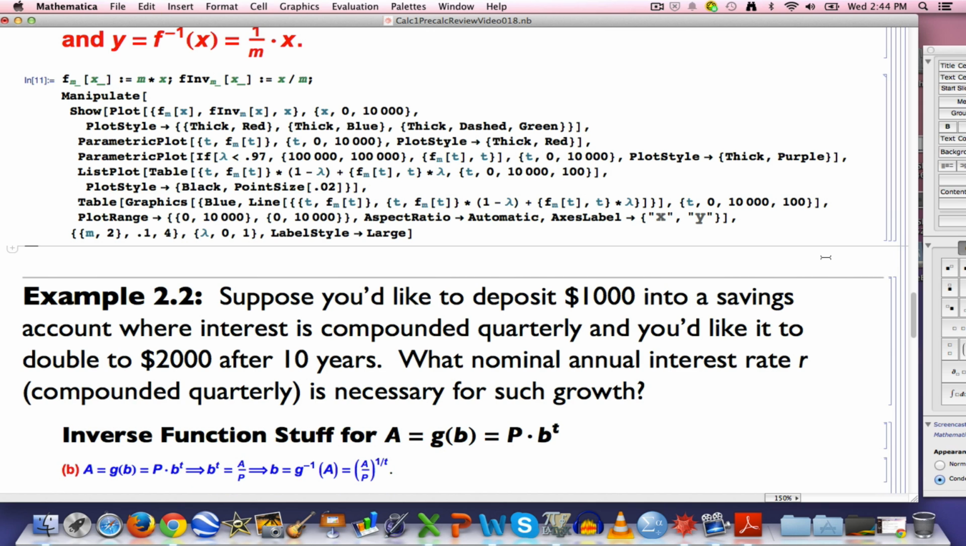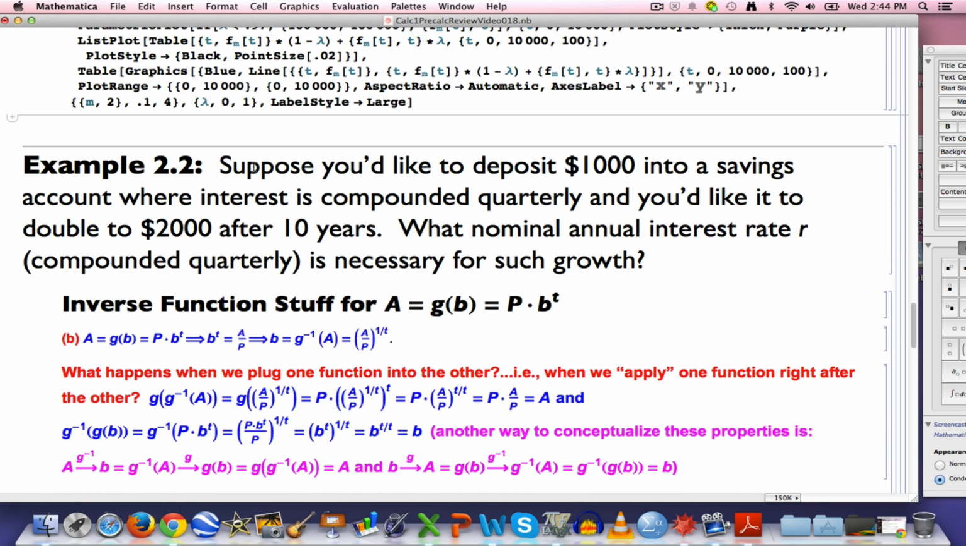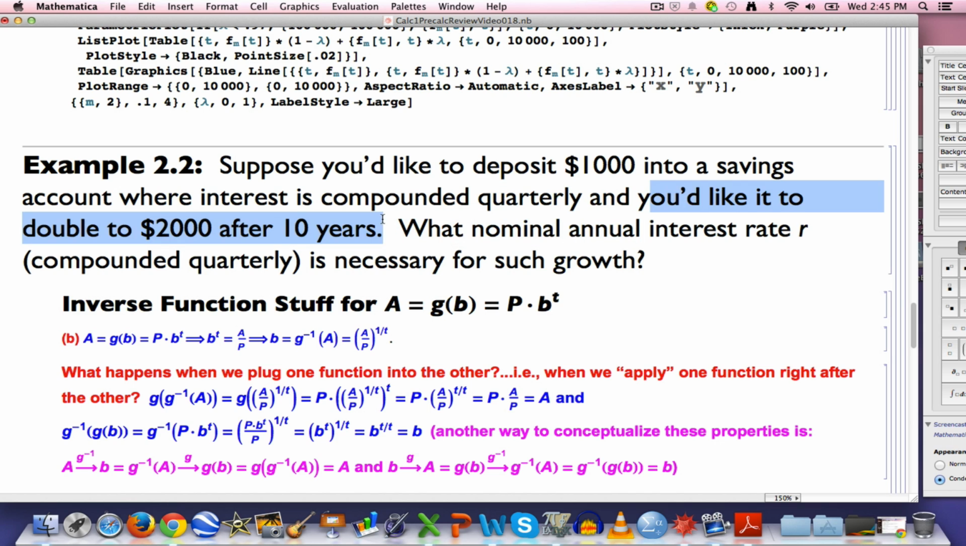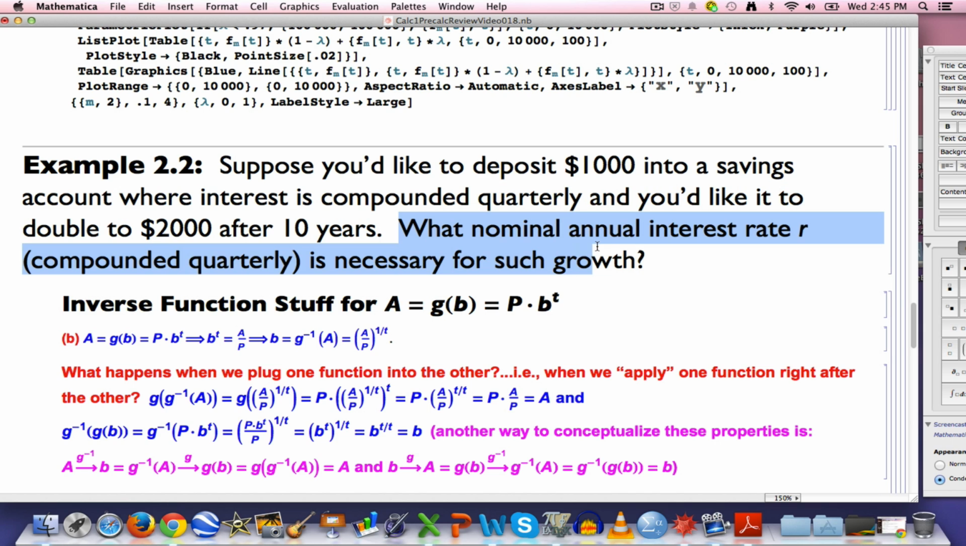Alright, on to a new example. Example 2.2. It's related, but it's a new example. Suppose you'd like to deposit $1,000 for 10 years into a savings account where interest is compounded quarterly, so P is still going to be 1,000 and N is still going to be 4, and you'd like it to double to $2,000 after 10 years. The question is, what should R be?